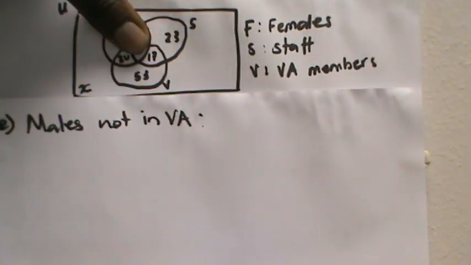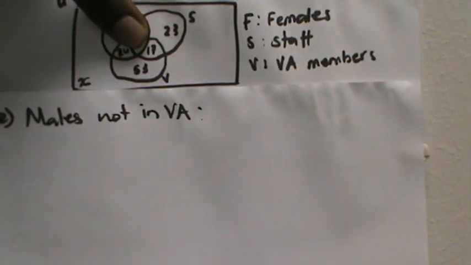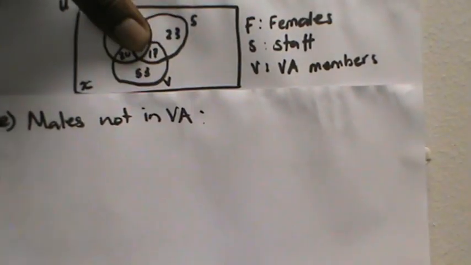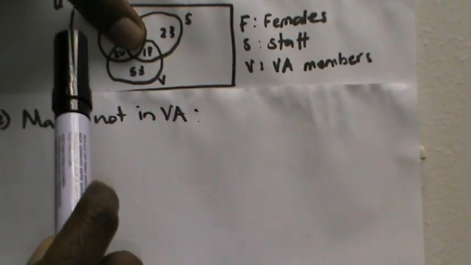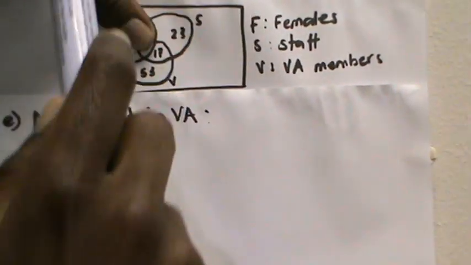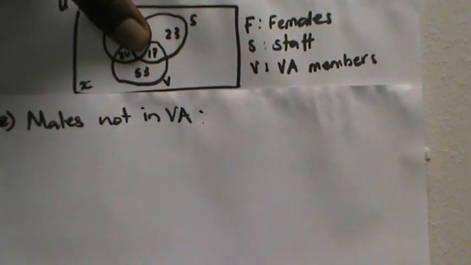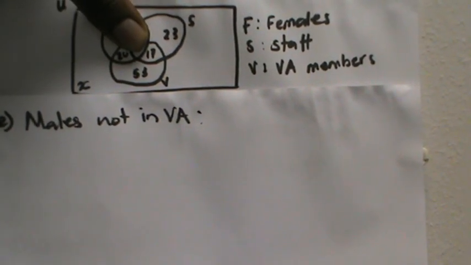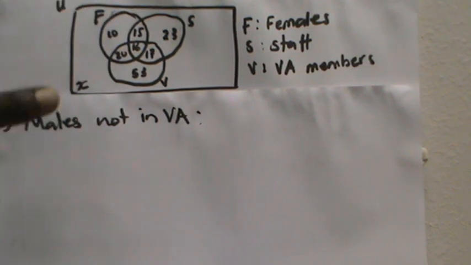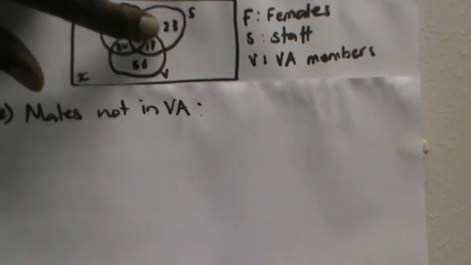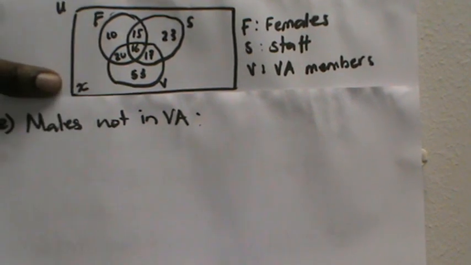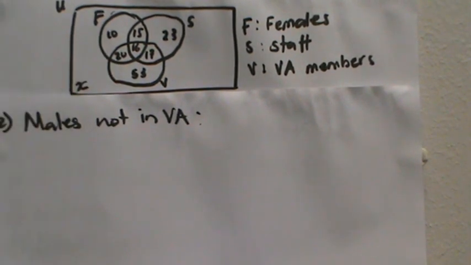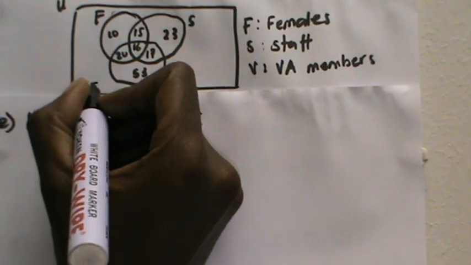This one, male staff members in Virgin Active, male students in Virgin Active, males that are not staff and not in Virgin Active. So male students not in Virgin Active, rather. Okay, so we want males. So it's these 23, 17, 53, and X. Remember, X is 46. I'm just going to write it so I don't forget.